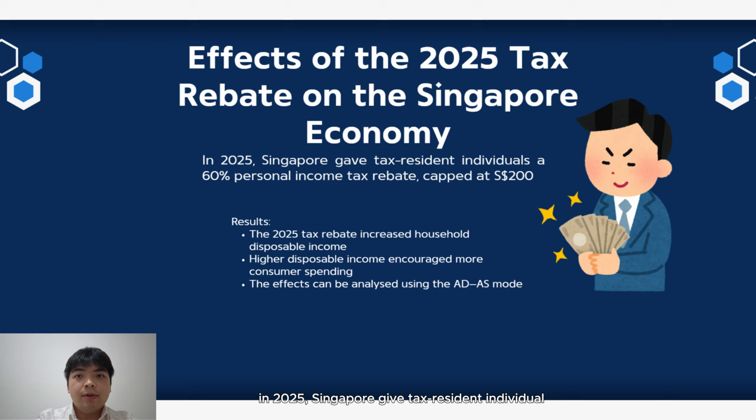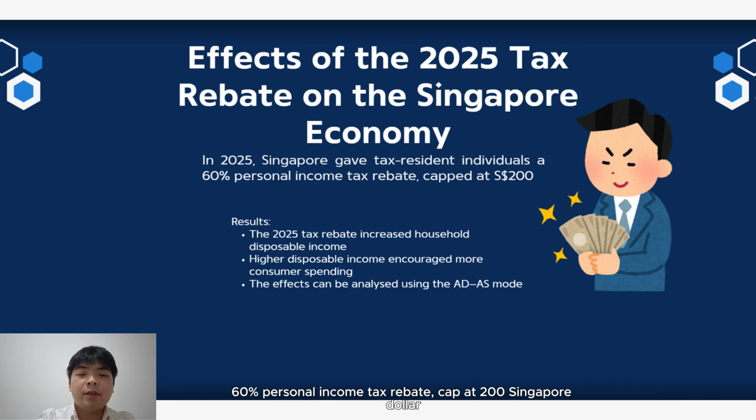In 2025, Singapore gave tax resident individuals a 60% personal income tax rebate, capped at 200 Singapore dollars. This increased household disposable income and encouraged more consumer spending. This policy can be analyzed using the AD-AS model to understand its effects on the Singapore economy in both the short run and the long run, as well as what it may mean for DBS.